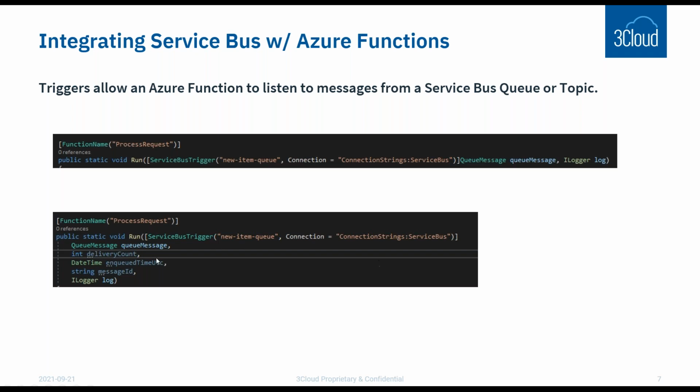and see if it can get delivered successfully. I also included the enqueued time, which is the time the message was queued up on the Azure queue, and then the message ID. This is the ID of the message on the Azure Service Bus queue, so it's the system ID of that message that Azure assigns to it.